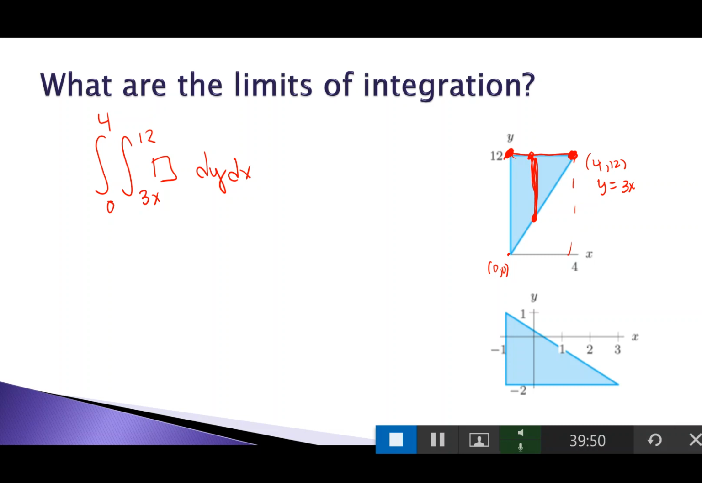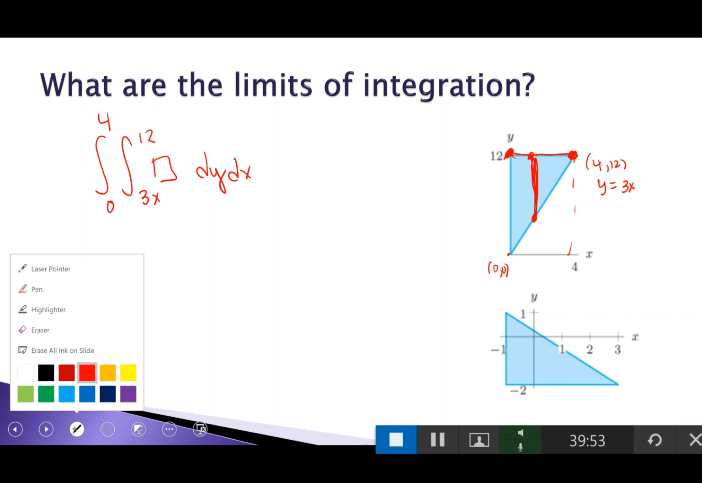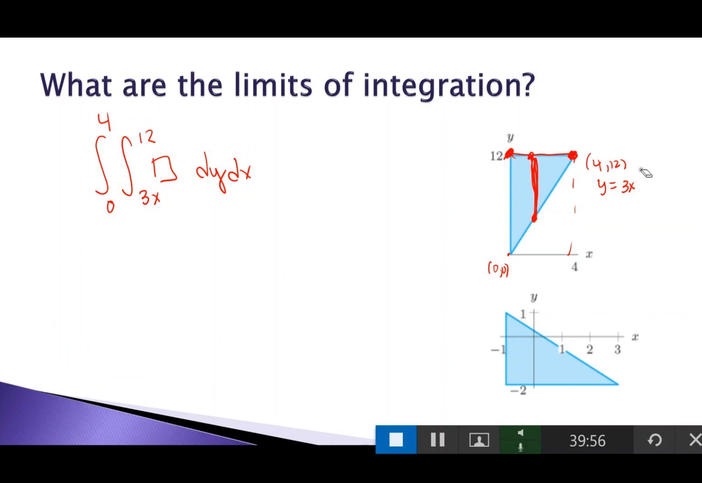If I want to do the same thing with dx first, I think about how this ranges in the x direction. So this line is the line x equals 0, and this line is the line x equals 1/3 y. It's the same function, right? So I can take what I know and just solve it for x. So if I want to integrate this with respect to x first, I'll integrate from 0 to 1/3 y.